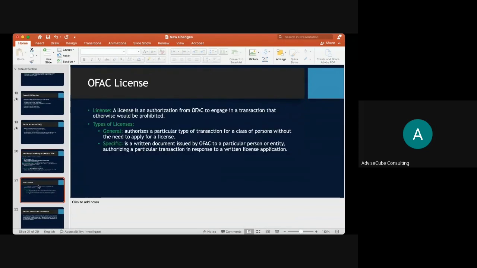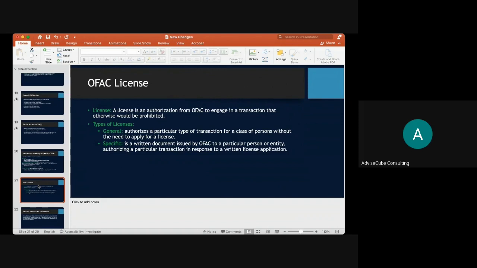An OFAC license for a transaction is also a key thing that they have mentioned. There are 2 different types of licenses. Okay, one is a general license, one is a specific license. Sometimes a transaction needs authorization. General is a particular type of transaction for a class of persons without the need to apply for a license. It's a standard transaction. There's no need for a license.